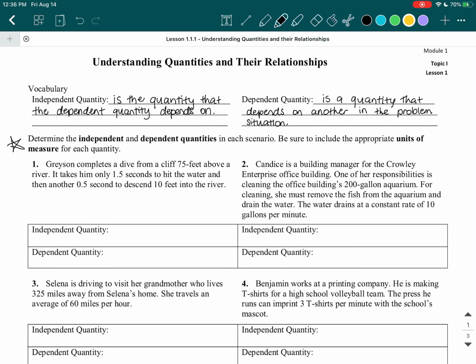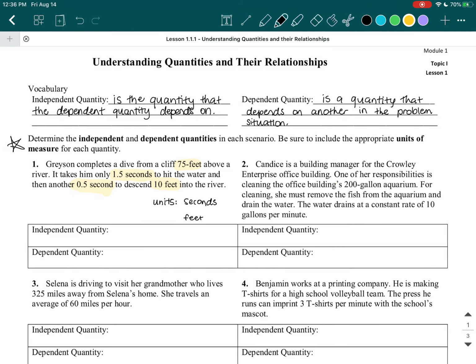the river. So when you're identifying quantities, one little trick that I like to use is to look at the units first, the units that are attached to the numbers. So 75 is a number over here. 75 what? 75 feet. 1.5 is another number. 1.5 what? 1.5 seconds. And then here, another number, 0.5 seconds. And then another number, 10 feet. So there's two words that jump out at me. Seconds and feet. Those are going to be your units. Let me write the units first. Seconds and feet.